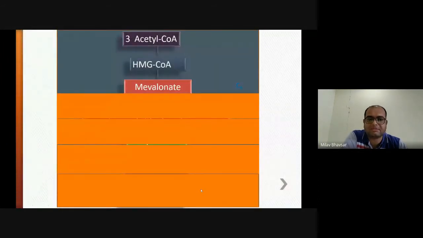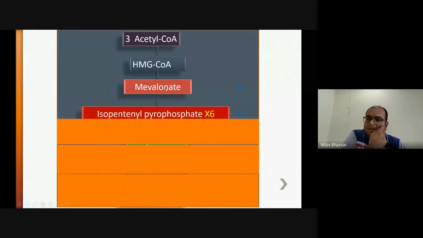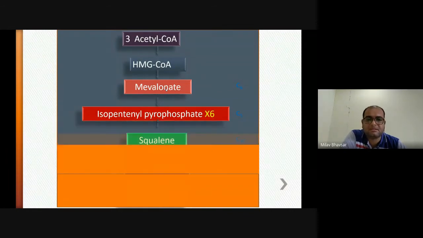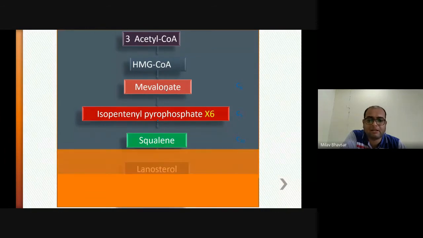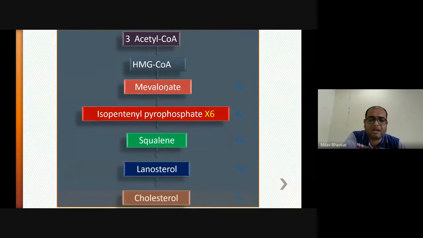So how are these steps there? We have up to reach mevalonate. Then it goes into isopentenyl phosphate, which is 5 carbon. Then up to 30 carbons squalene is generated, that's converted into lanosterol, and then degradation comes into cholesterol.